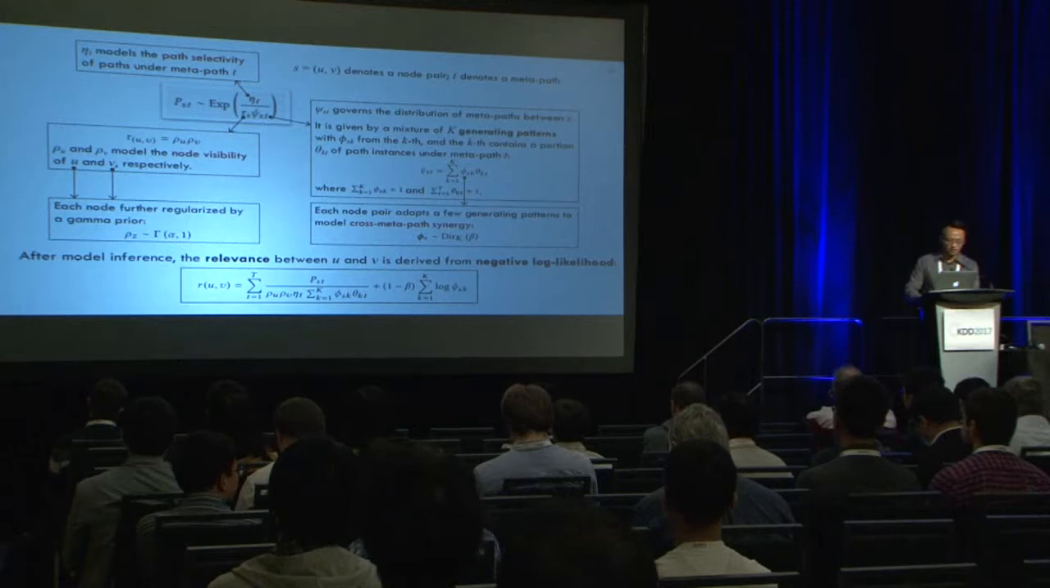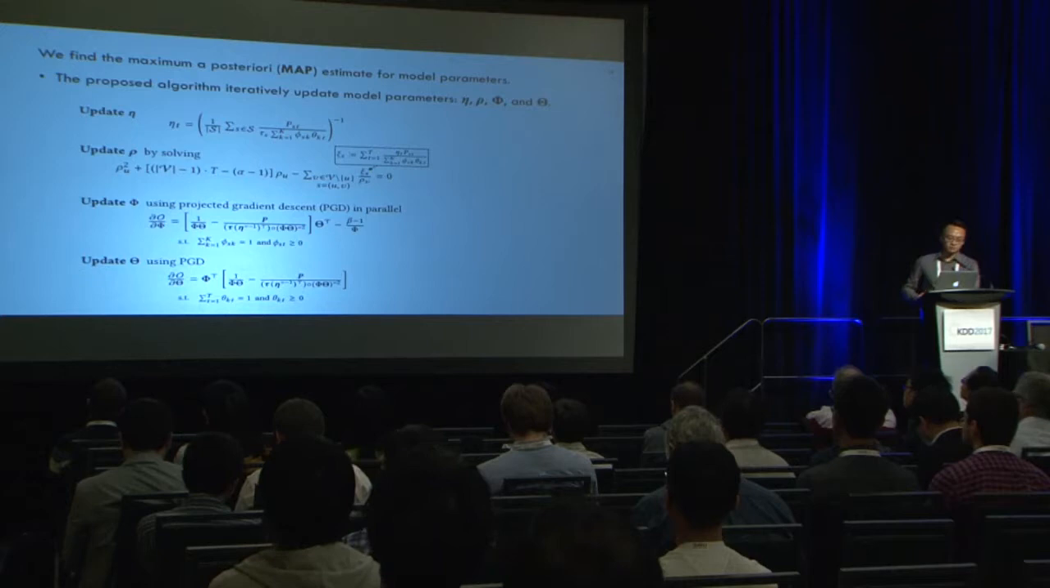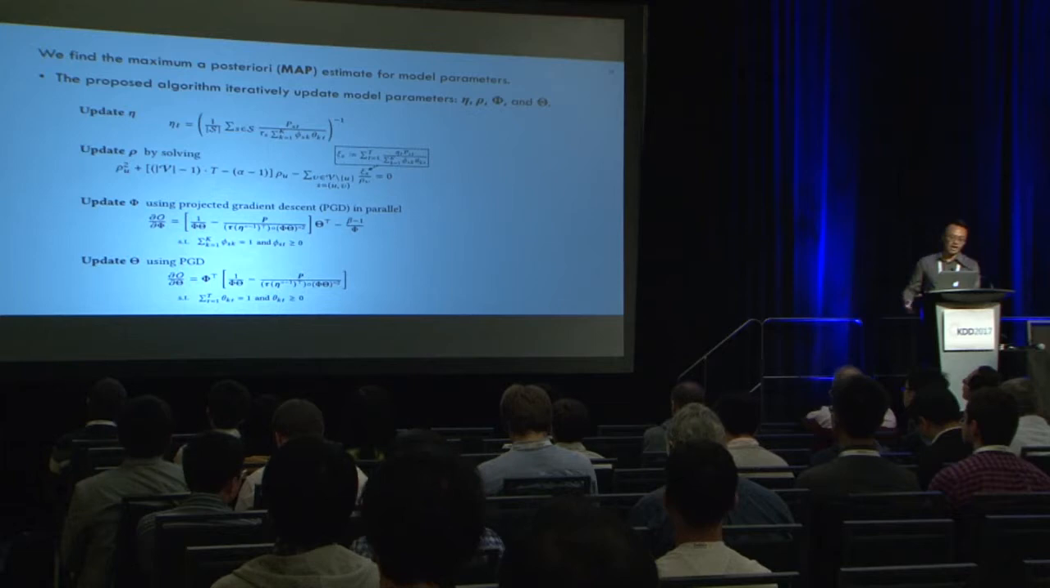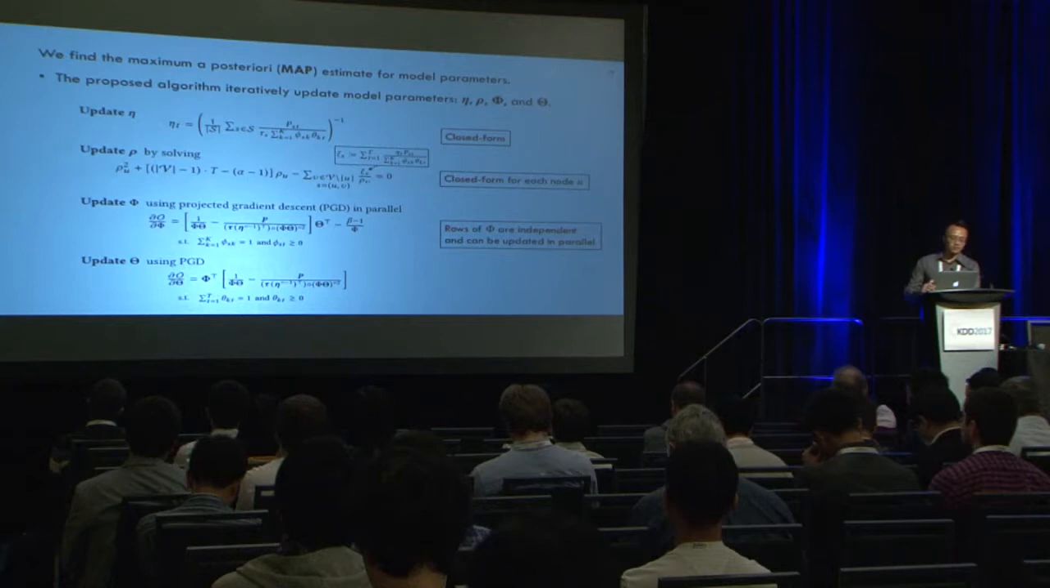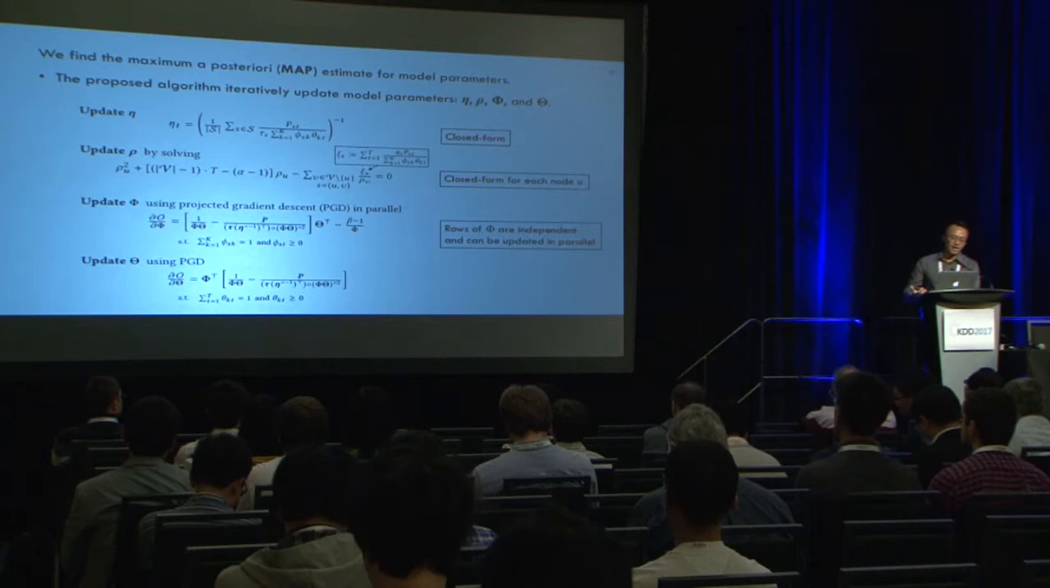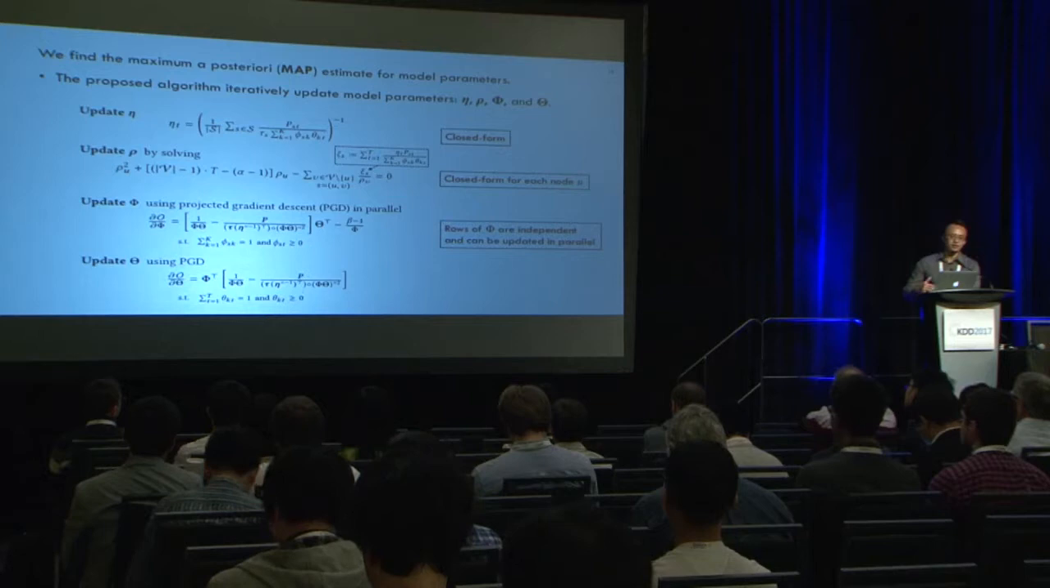And in order to infer the model, what we did is we find the MAP estimate of the model parameters. And we also proposed an algorithm that iteratively updates the model parameters. And the nice thing about this algorithm is that it can carry out the model inference in a reasonable amount of time. This is because when we update this eta, we have the closed form solution. When we update rho, we have closed form solution for each node. And when we update phi, it's more complicated, so we use projected gradient descent. However, luckily, the rows of phi are actually independent from each other, so we can update each row of phi in parallel.